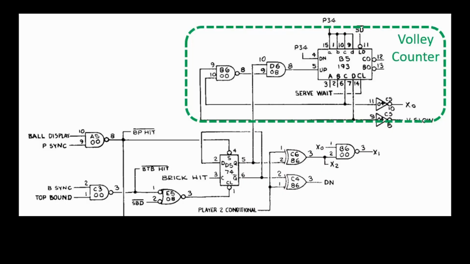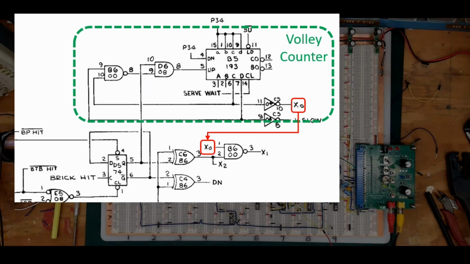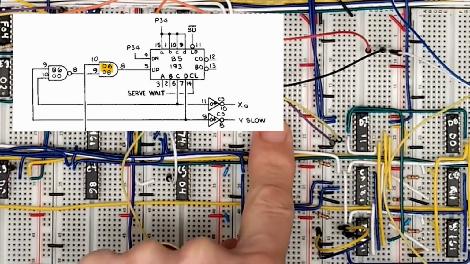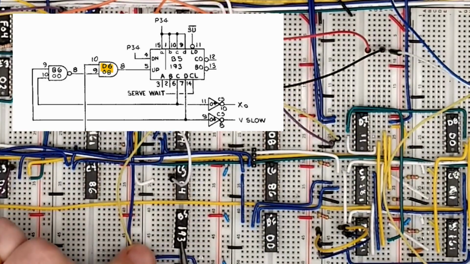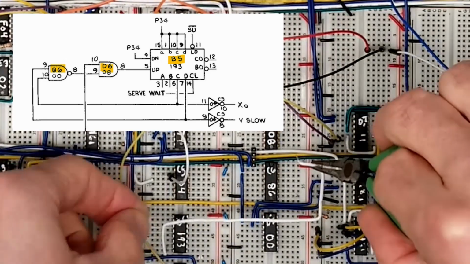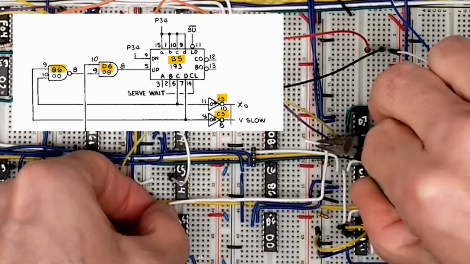The X0 signal is generated by the volley counter, so let's go there next. We'll need a new 7408 in Dog 6 and a new 74193 in Baker 5. We'll also use another NAND gate in Baker 6 and 2 inverters in Charlie 5.